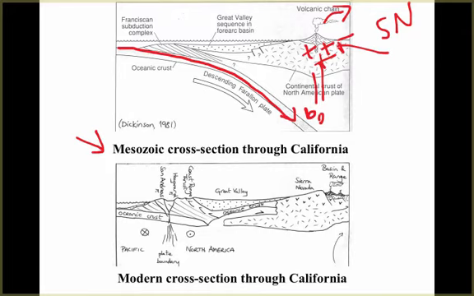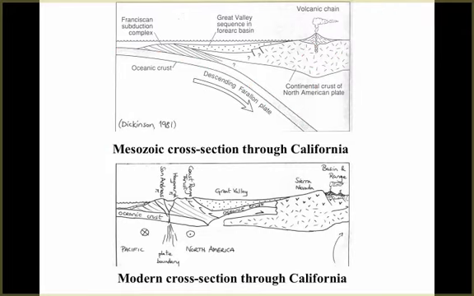We also have the Great Valley, this forearc basin that's formed from flexure during subduction, and the Franciscan subduction complex, which comprises both sediments scraped off the subducting oceanic crust, as well as rocks that were part of the subducting Farallon plate that were actually exhumed and are now part of that Franciscan complex.